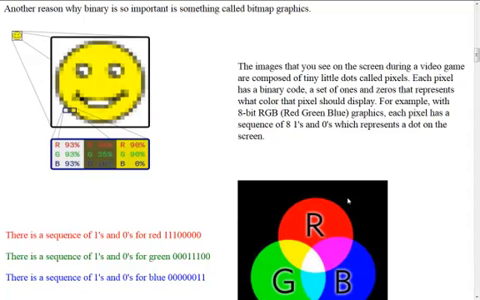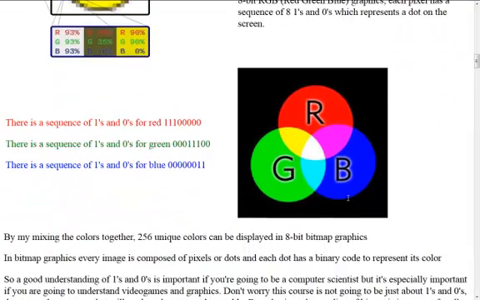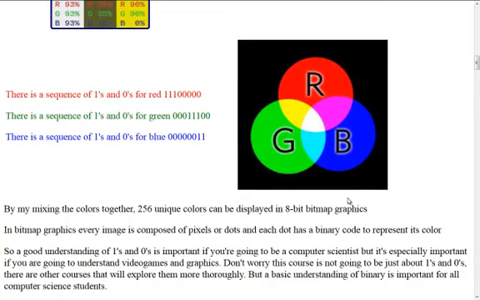It has 3 ones in the middle. There's a sequence of ones and zeros to represent the color blue. There are 2 ones at the end. And every combination in the middle produces a slightly different color. By mixing the colors together, 256 unique colors can be displayed in 8-bit bitmap graphics.